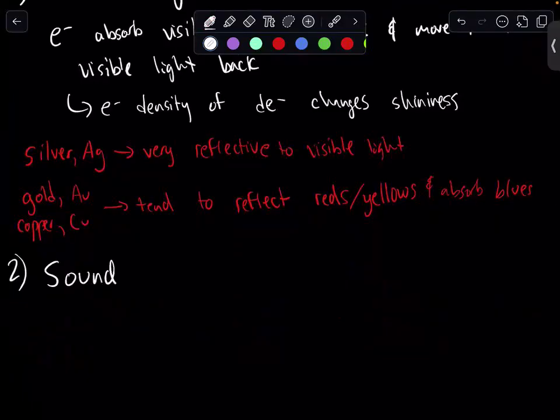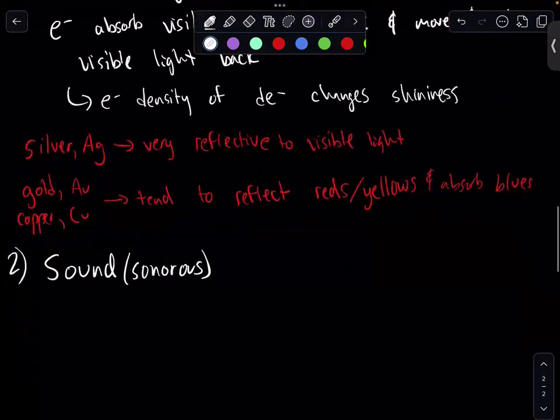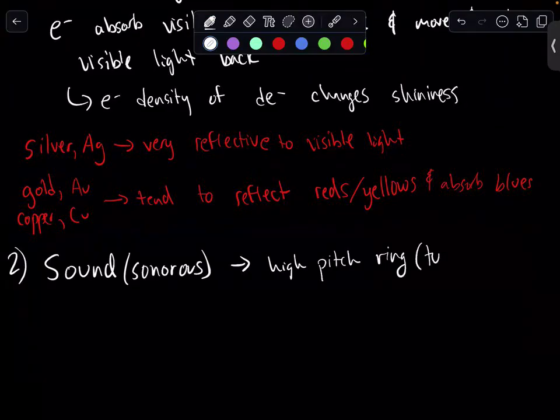Sound. If you're at a desk, what you should try and do, and we call this being sonorous, is go ahead and start tapping on things. You can tap on your screen, which is probably glass. You can tap on your desk, which is probably wood, and then tap on metal. And you'll notice metal tends to have a high-pitched ring. You'll notice things like tuning forks are made of metal.